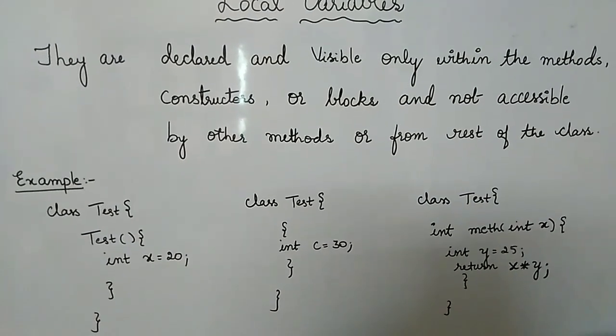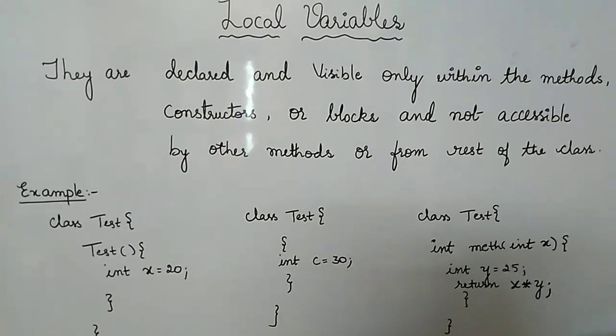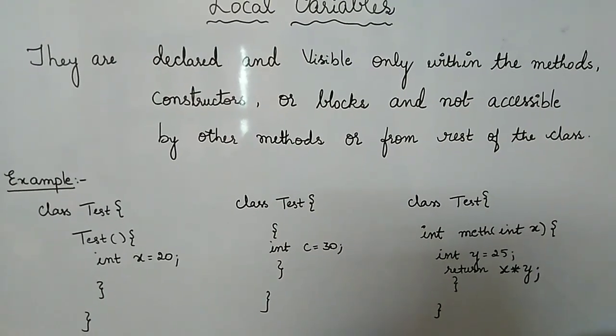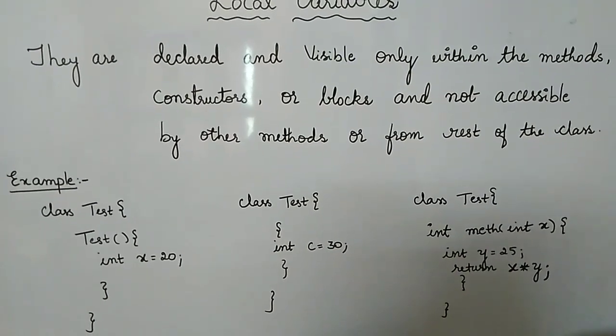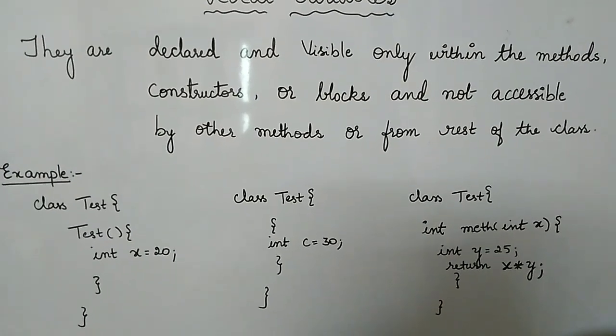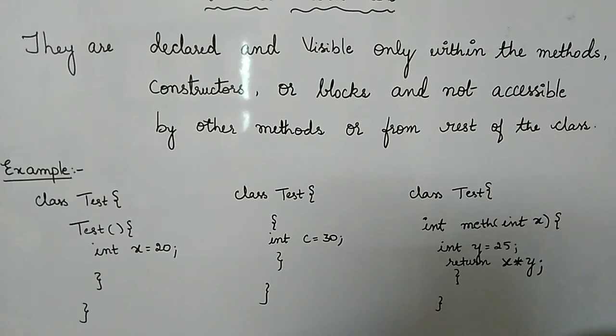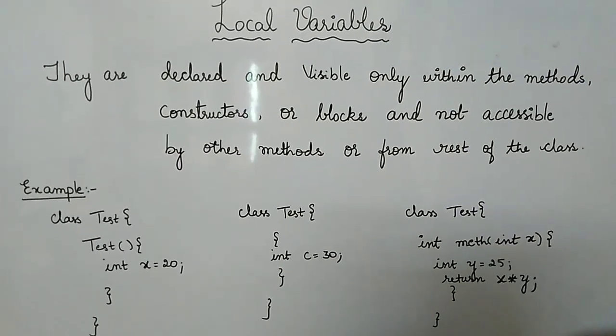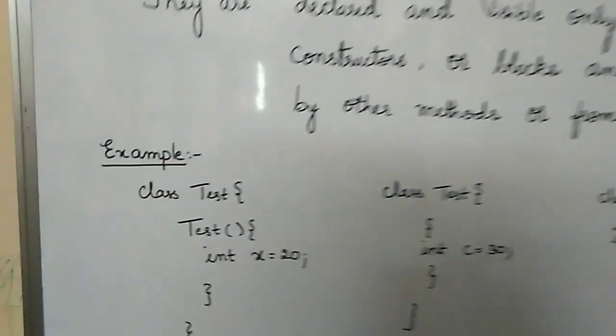So I am giving you a definition over here. The local variables are declared and visible only within the methods. Not only methods, within the constructors or within some blocks, and are not accessible by other methods or from the rest of the class. Such kind of variables are called local variables. So I'm trying to give you some examples.